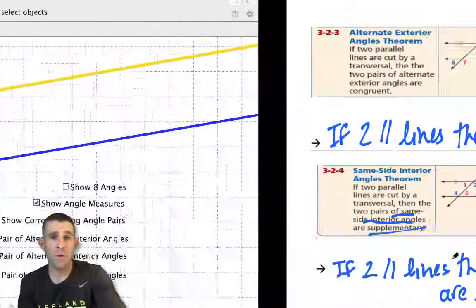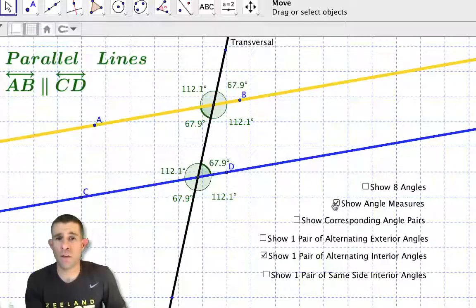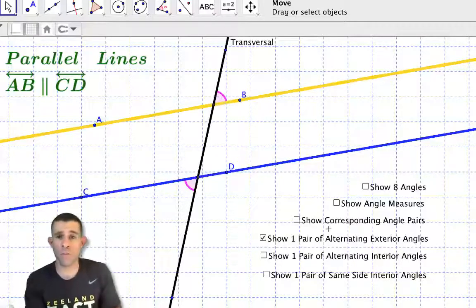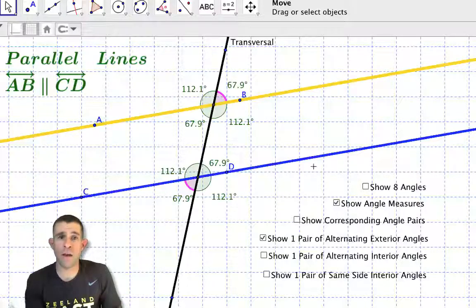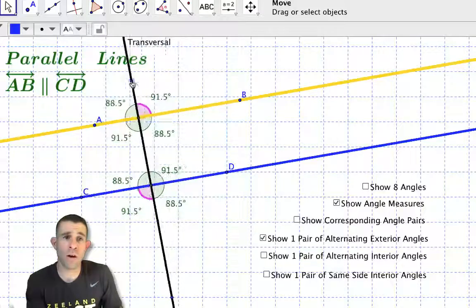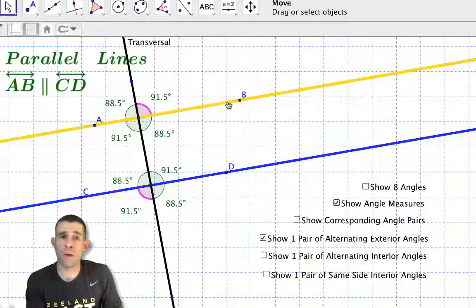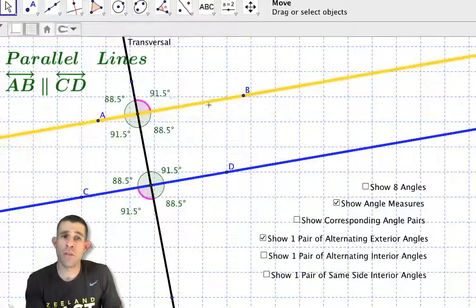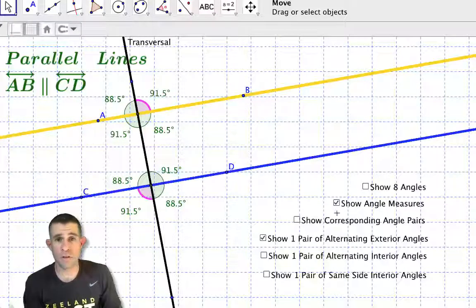Now, again, just to prove our point, let's go back to our sketch over here. We're going to turn off our alternating interior, and let's show you what our alternating exterior looks like. Those are the ones on the outside of our parallel lines and opposite sides of the transversal. Now, if I turn my angle measures back on, you'll see that they're both equal to 67.9 degrees. And that remains true no matter where I move my transversal. No matter where I move my parallel lines, as long as they're staying parallel to each other, those angles will be congruent to each other.